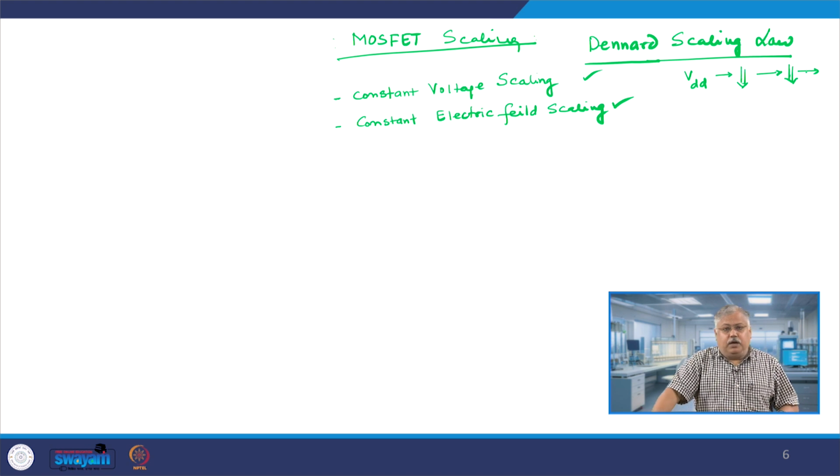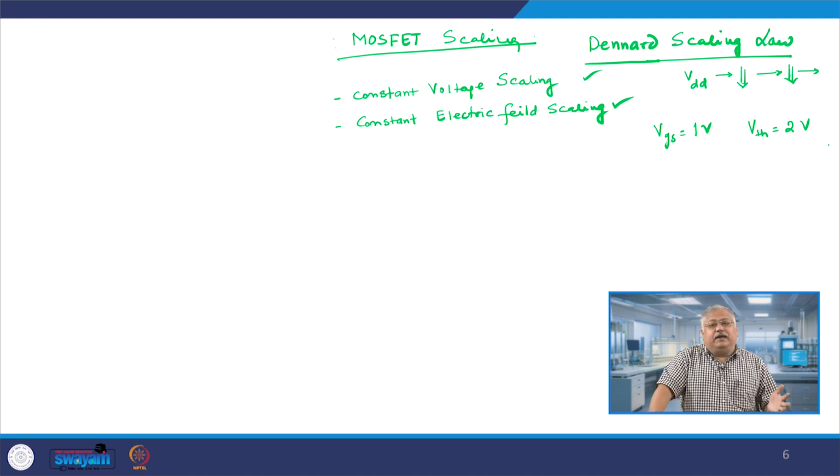However, there is a problem here. If you just scale down the voltages, say for example you are reducing the gate voltage, you are reducing the drain voltage and so on, then you also need to ensure that your threshold voltage is scaled down, right. For example, if your peak gate voltage is 1 volt, so VGS equals 1 volt, and your threshold voltage is let us say 2 volts, then you will never be able to switch on the device at any point of time.